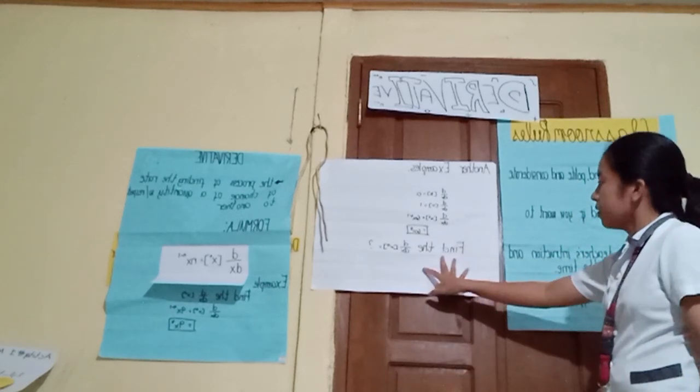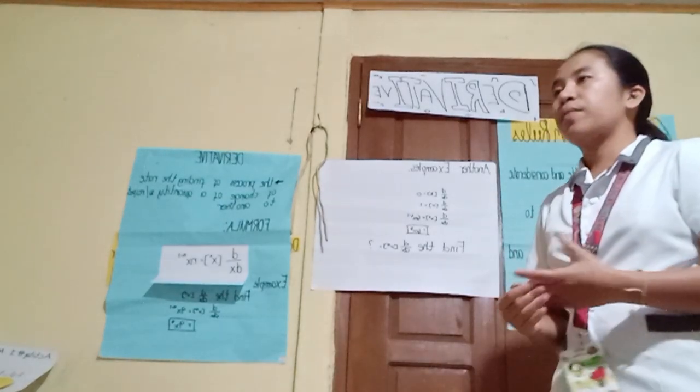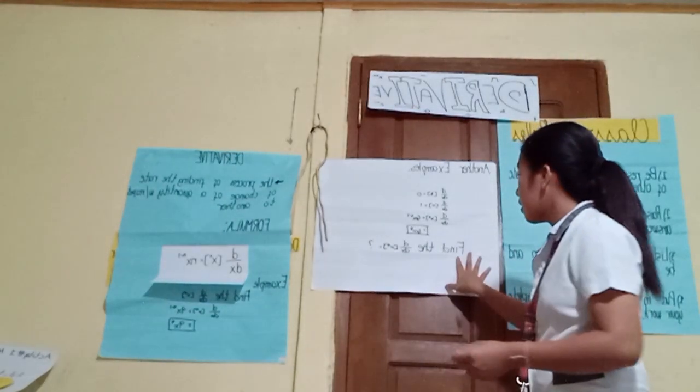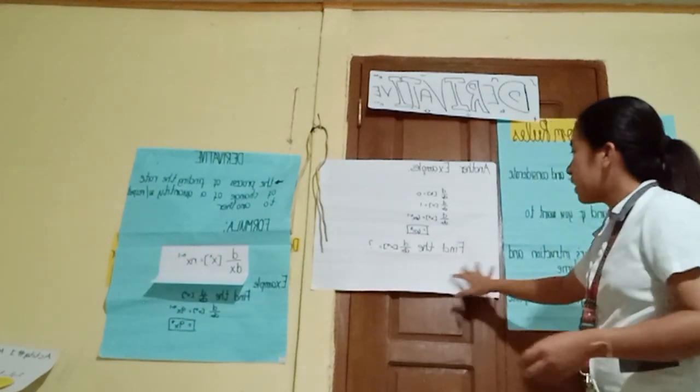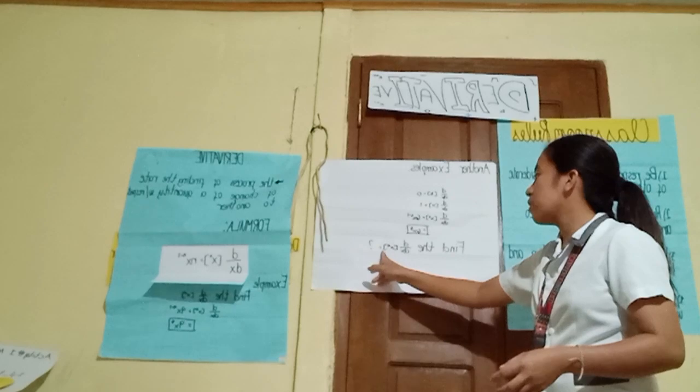So, find the derivative. Answer this: find d over dx of x to the 4 equals.